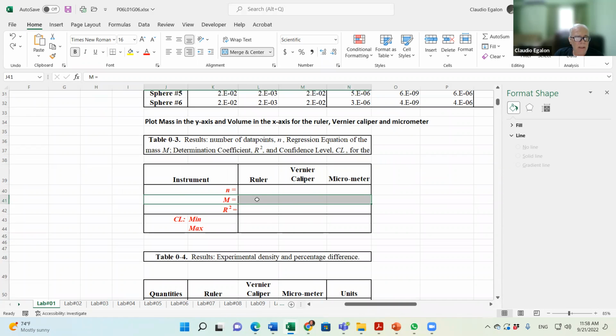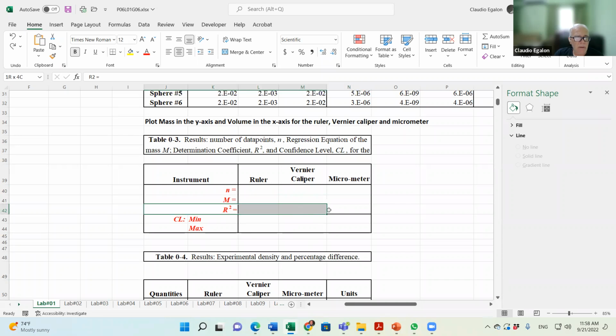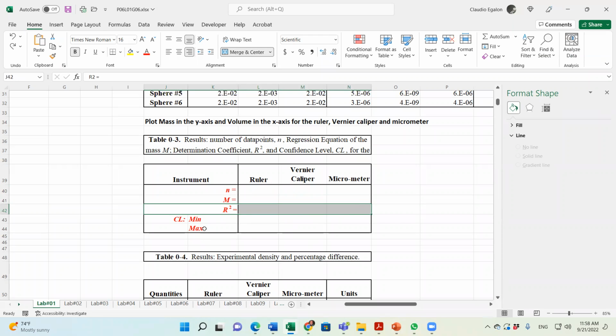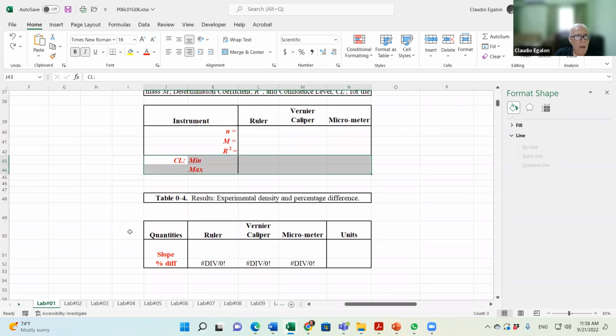Okay, yeah, this one is the regression equation, right? Whatever regression equation you found for the ruler, you type it here. Whatever regression equation you get for the vernier caliper, you type it here and so on. R square is straightforward, right? Yes, it's from the graph. Okay, got it. And here is from the table that I gave to you, right? And we came up with a.